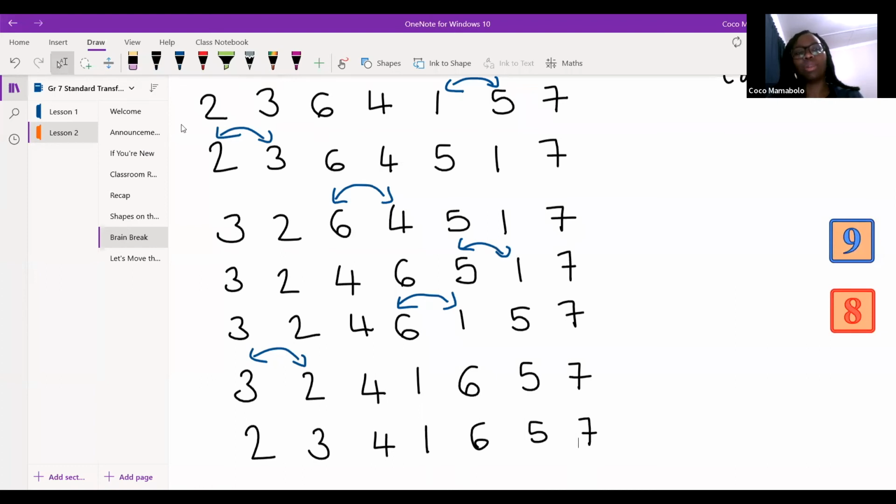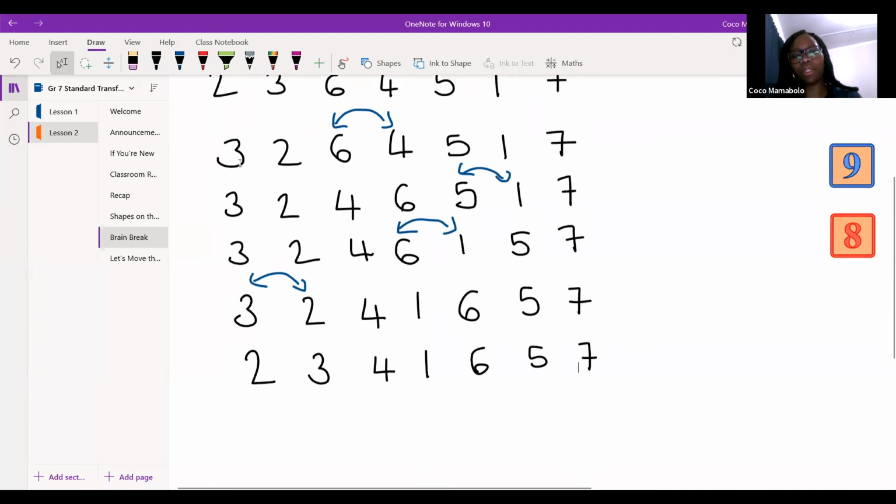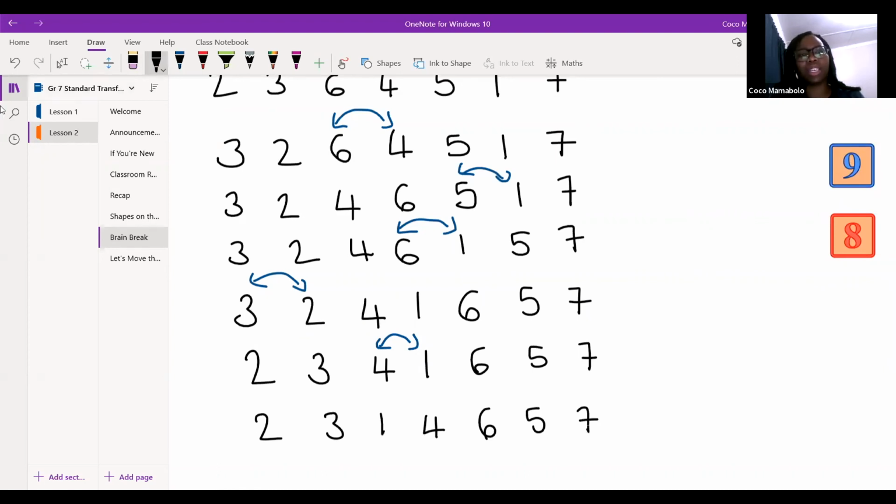All right, awesome. Okay, Tanya, what do we need to swap next? Ma'am, I think we need to swap 4 and 1. Okay, we can do it. 4 and 1. My new order is 2, 3, 1, 4, 6, 5, and 7. Okay, we're definitely getting somewhere. Thank you, Tanya. Amazing.